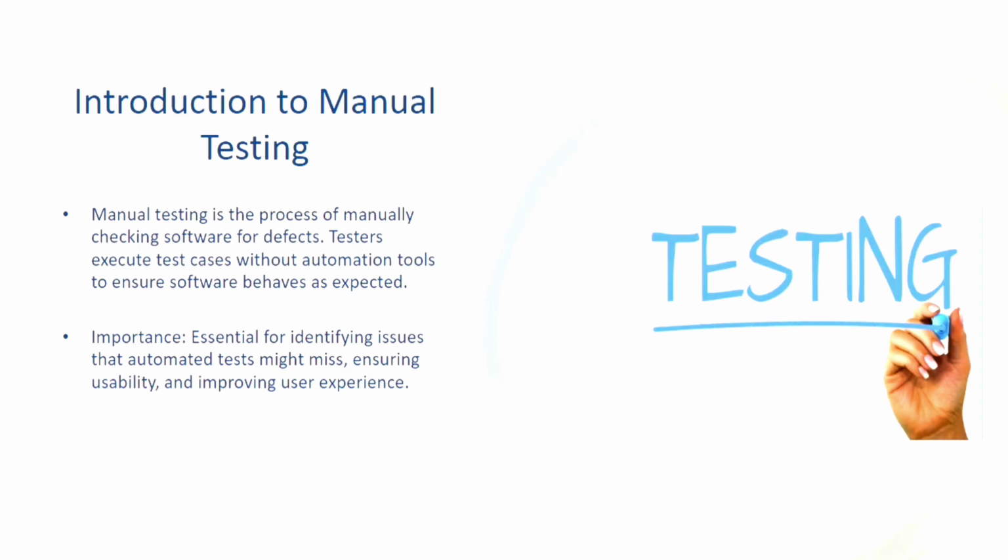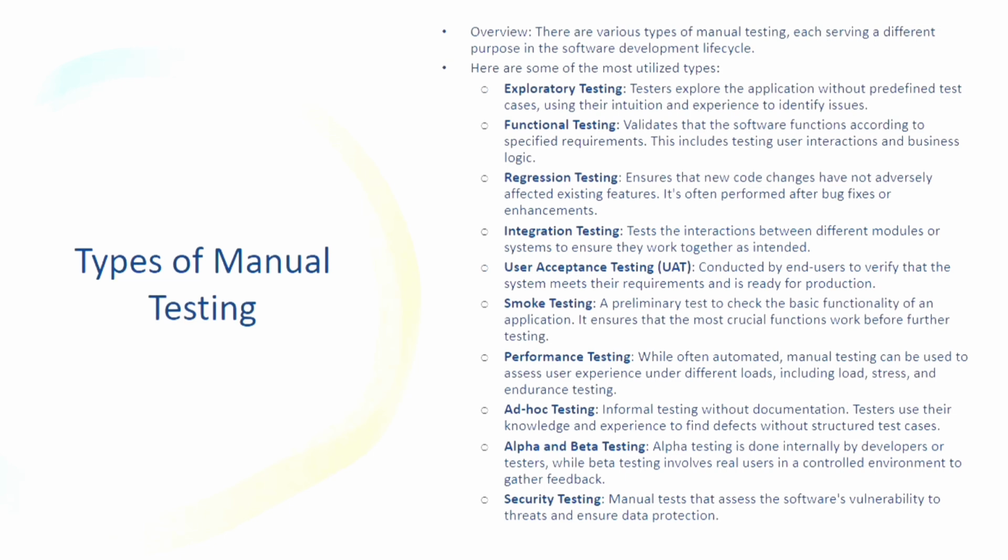Here let me tell you how many types there are in manual testing. There are lots of types, but I am trying to portray the most popular ones here. The first is exploratory testing. In this testing method, the tester explores the application without any predefined test cases, using their experience of the domain and of different kinds of software, and identifies defects and issues. This is called exploratory testing.